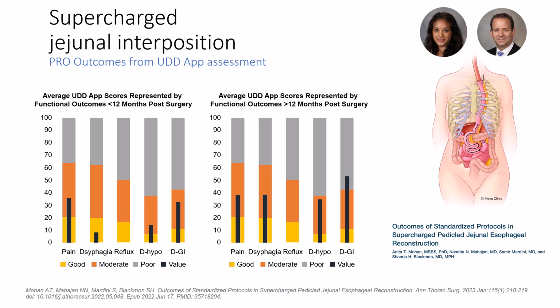Anita Mohan and Samir Mardini participated in evaluating the quality of life after patients underwent standardized protocols for supercharged pedicle jejunum reconstruction of the esophagus, and we demonstrated that the average upper digestive disease app scores represented by functional outcomes less than 12 months post-surgery were markedly improved more than 12 months after surgery, but were not statistically significantly different.